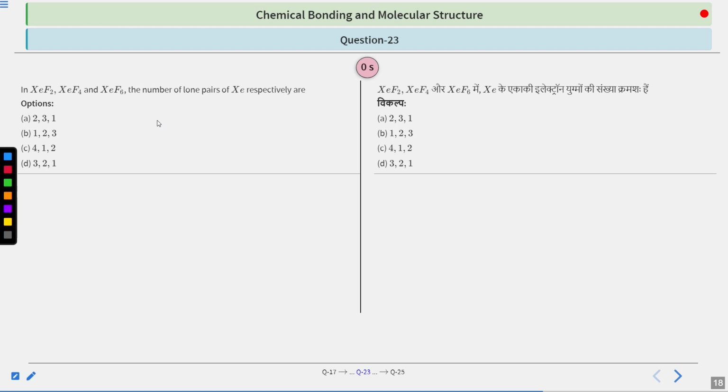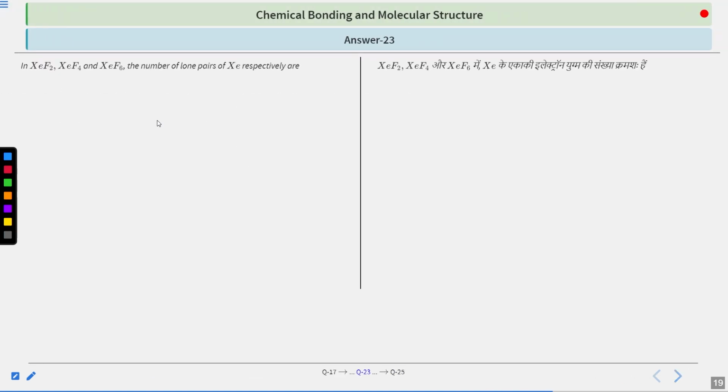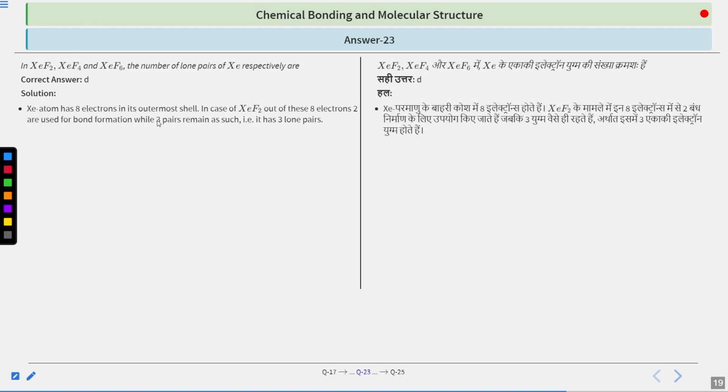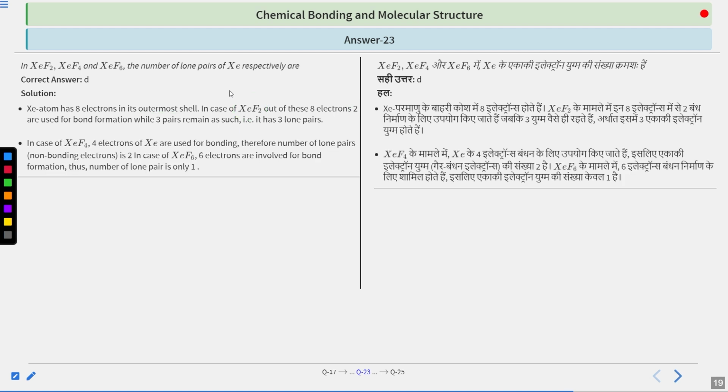Okay, now let us see the solution. First of all, what we have to do is find the number of lone pairs of electrons on Xe, that is the xenon in this xenon compound. So the correct answer is D. So how can we solve it? First of all, xenon has 8 electrons in the outermost shell. In case of XeF2, out of 8, 2 electrons are used, while 3 pairs are there. Now in the case of XeF4, 4 electrons are involved, but still 4 are there to give the shape, sorry, geometry.